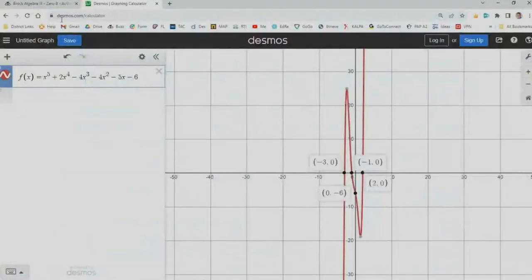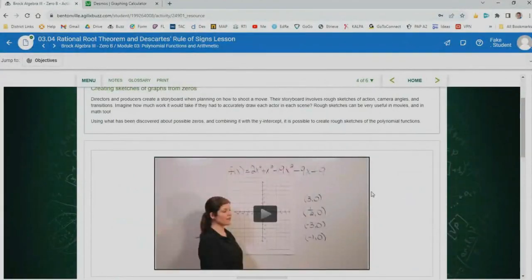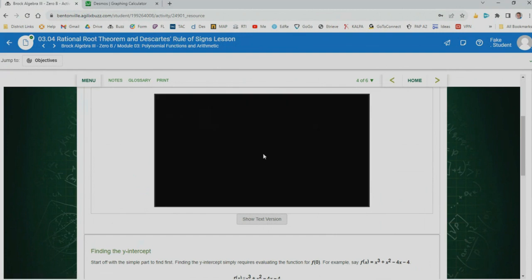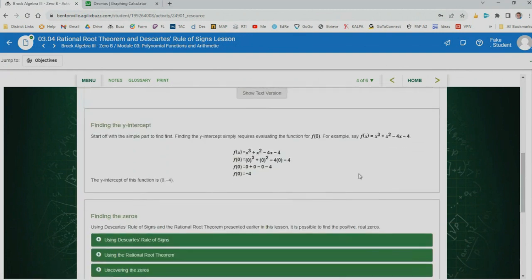You can go through the lesson and see what example it gives you, because she takes the solutions and graphs this equation, 2x to the 4th. So let's see, how long is that video? A minute and a half. If you want to watch that minute and a half video, finding the y-intercept, it's just that number on the end because everything else zeroes out.